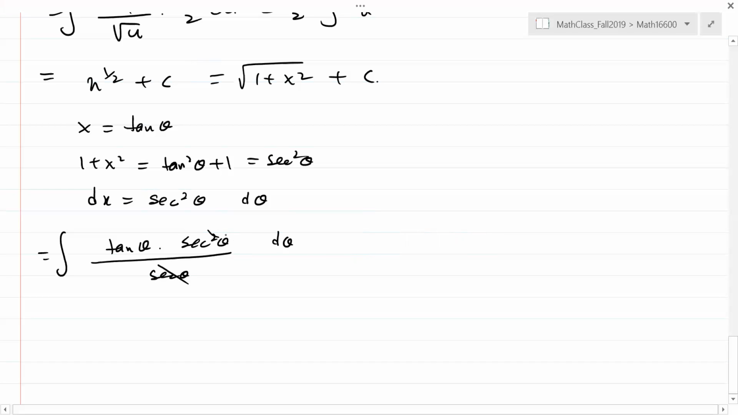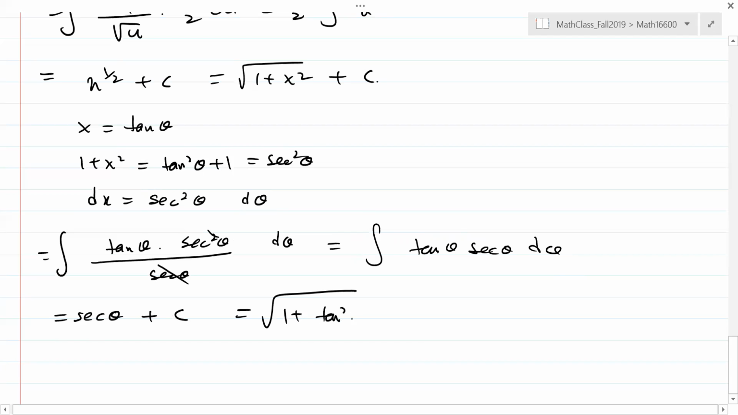So after you cancel this, you get tangent theta, secant theta, d theta. Now that is already known as the derivative of secant theta. So it's secant theta plus c. Then you have to change it back. When you change it back, this is square root of 1 plus tangent square theta plus c, which is square root of 1 plus x squared plus c. You see that you have to go through all the substitutions. It works.